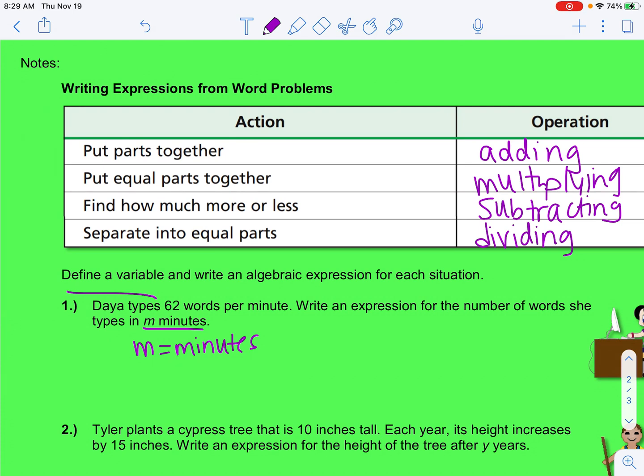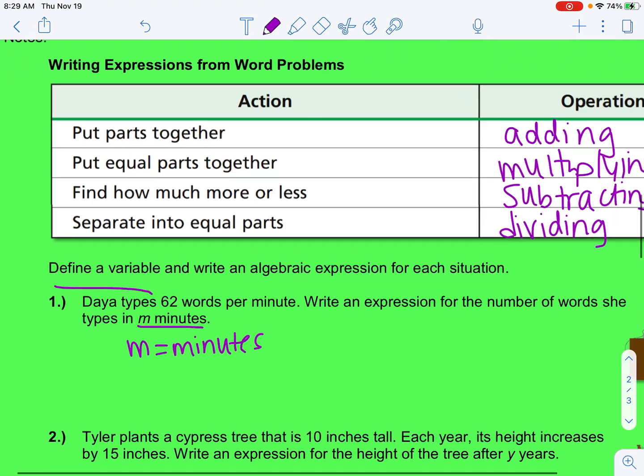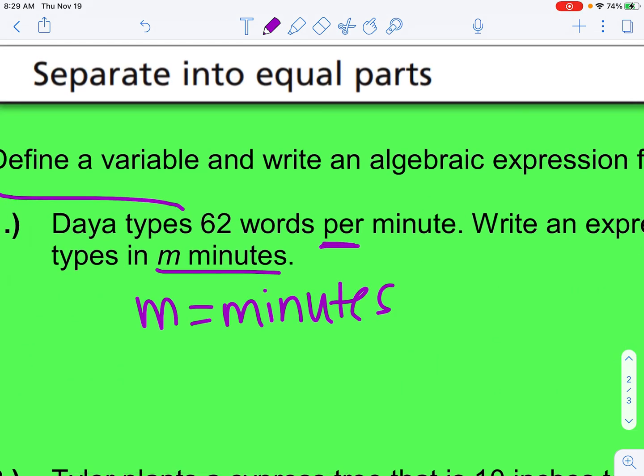So that's all you have to do for defining a variable. Now we need to actually write an algebraic expression that figures out what this is asking. So if Dea types 62 words per minute, we want to figure out how many words she types in however many minutes. So what do you think we're going to be doing? Are we going to be adding, subtracting, multiplying, or dividing? Yeah, this word per here means we're multiplying. So we're going to be taking 62 times the number of minutes that she's typing for to figure out how many total words she can type. And we're done.